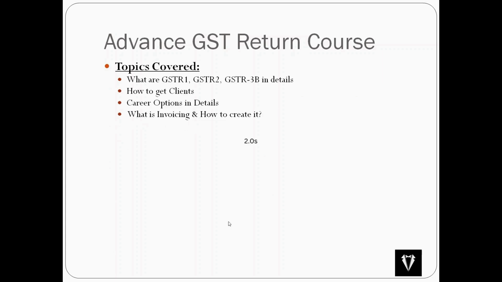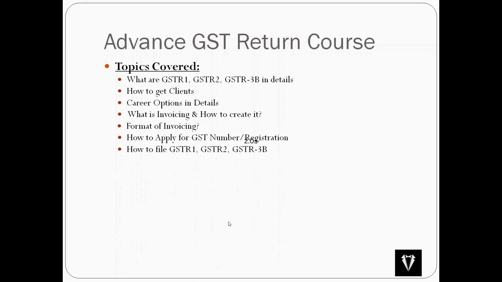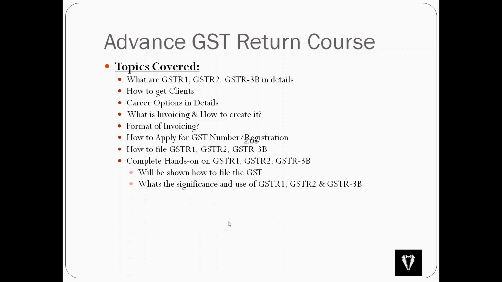One more major point is invoicing. Most of you might know it, but some are not from a business background. They don't know how an invoice should look, how to create one, and what the parts of an invoice are. All these things we will take in this advanced workshop. What is the format of invoicing? How to apply for GST number registration? How to file GST 1, 2 or 3B? Complete hands-on. What is the significance of GST 1, 2, 3, and how to get input tax credit from GST 2R?